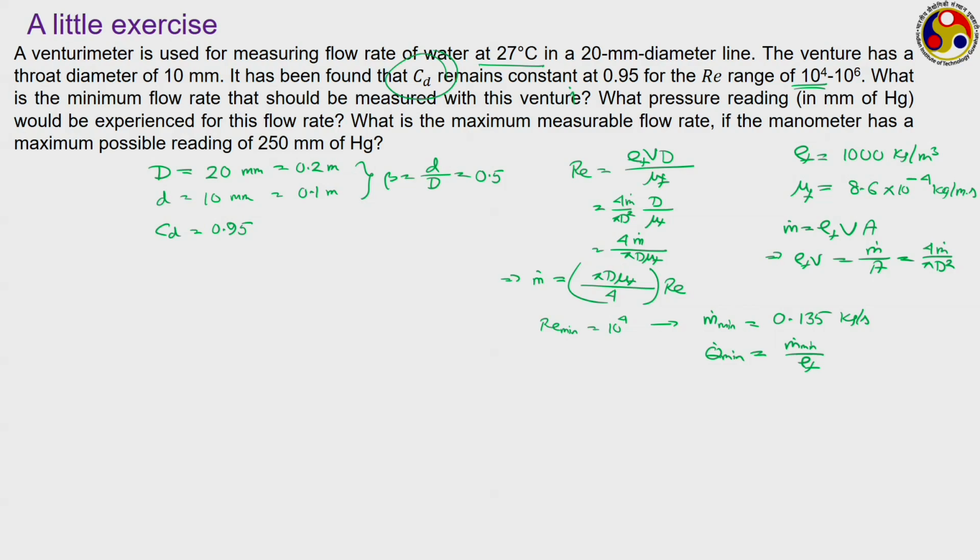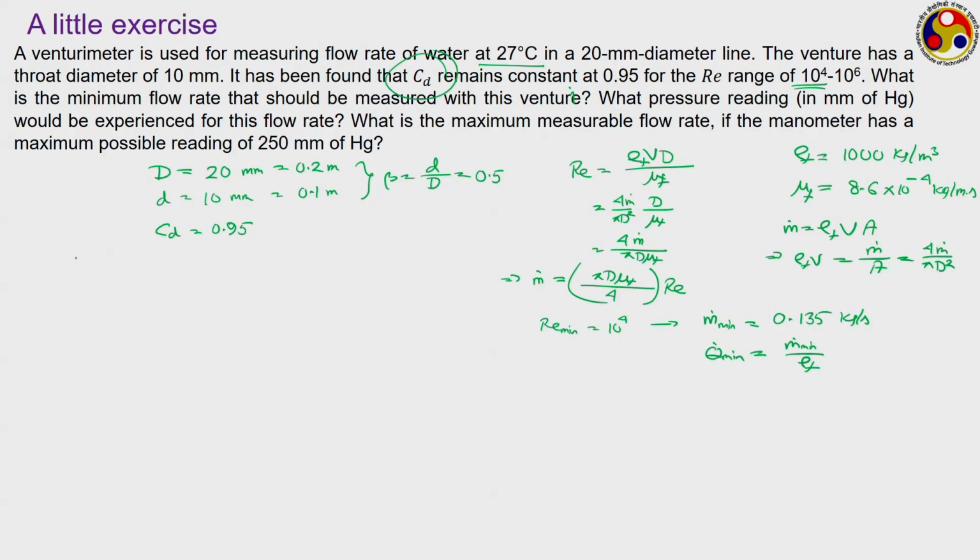Now, come to the second question. What pressure reading in millimeter of mercury would be experienced for this flow rate? Here, the pressure drop across this venturimeter is being measured by a U-tube manometer, which we can assume is using mercury as the manometric fluid, and accordingly we have to calculate the pressure drop corresponding to this particular m dot. Actually not pressure drop, not delta P, you have to calculate the height of the manometric fluid column.